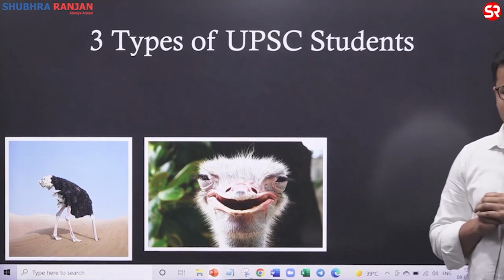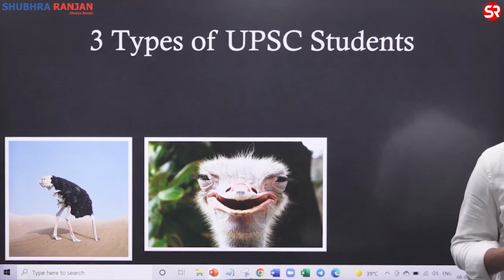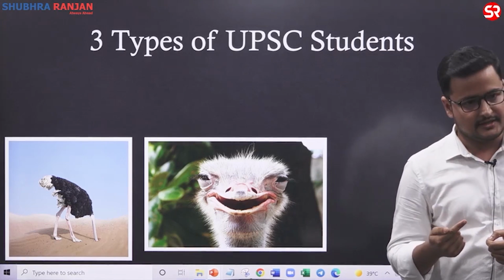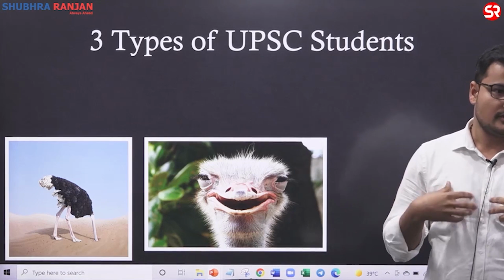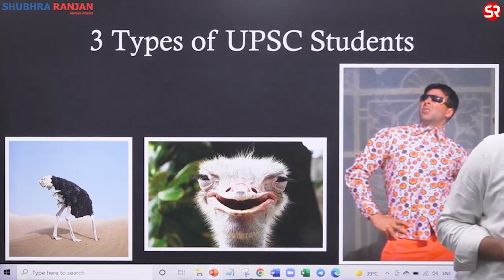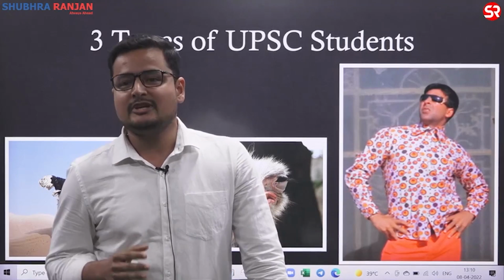That is the first category. The second category is the happy ostrich. They know they have a problem. They face the problem, write the answer, get it evaluated, and over a certain period of time they improve. So these two types of people know about their drawbacks. The third category doesn't even know how big a danger is coming. They believe that they are selected, they are an IAS, the exam is a formality, some paperwork that needs to be done.